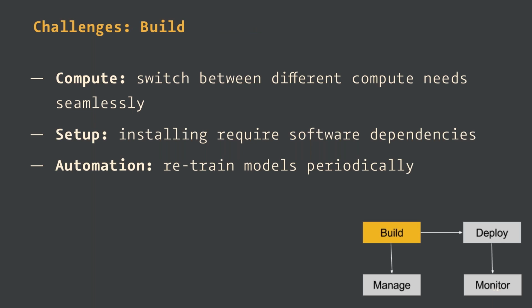When you want to build things, what you typically do is you start your training with a smaller data set. Once the result starts looking good, you train it on a bigger data set. So it's good to have switching between different compute needs seamlessly, but if you're working on not that big data sets, that's probably not an issue. But often the very painful thing is to figure out how to set up the software dependencies.